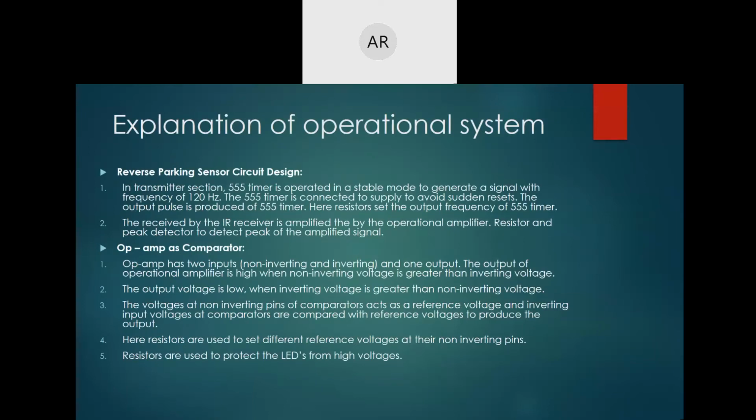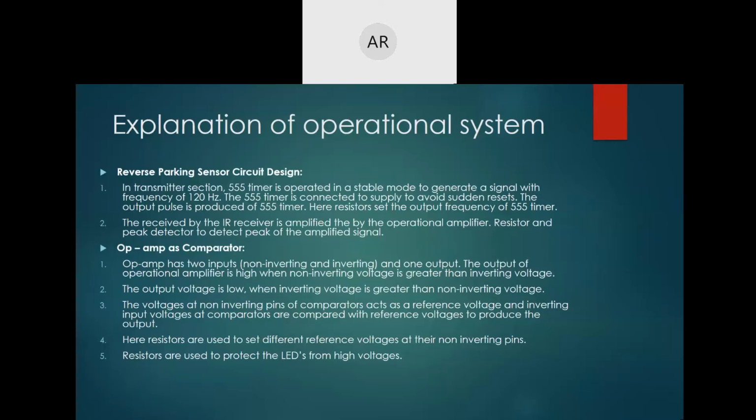For the explanation of the operational system, in the transmitter section of the reverse parking sensor design, the 555 timer is operated in astable mode to generate a signal with a frequency of 120 Hz. The 555 timer is connected to the supply to avoid sudden reset. The output pulse is produced by the 555 timer. Here the resistor sets the output frequency of the 555 timer.